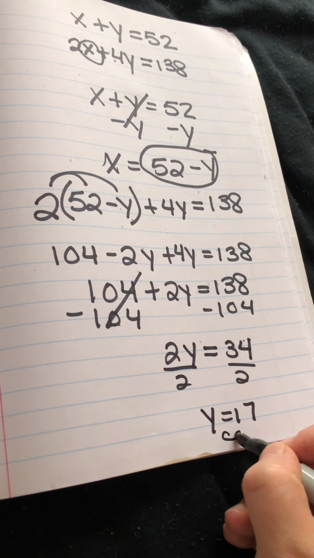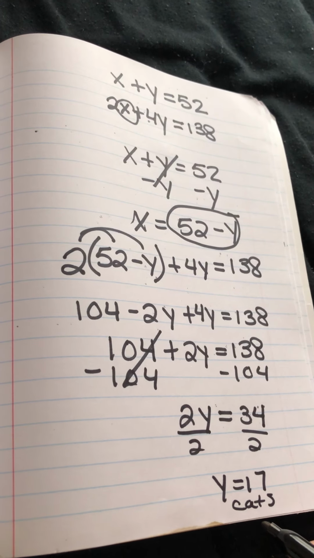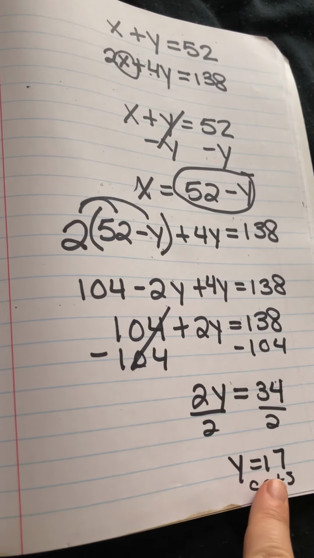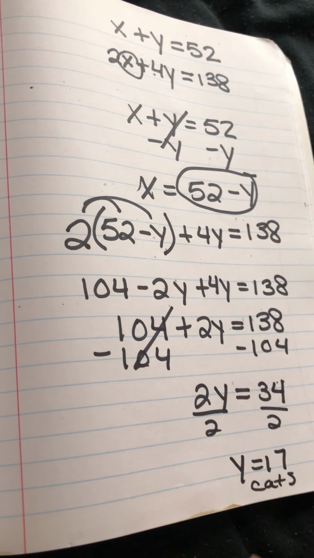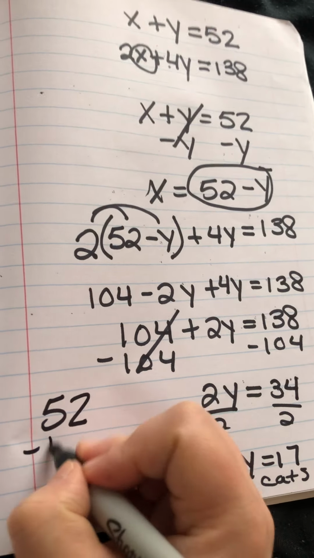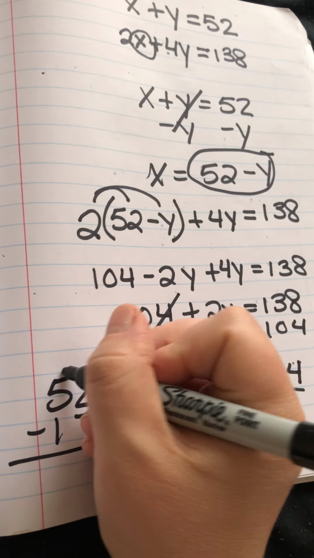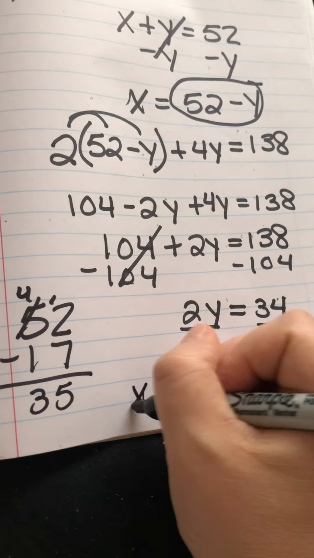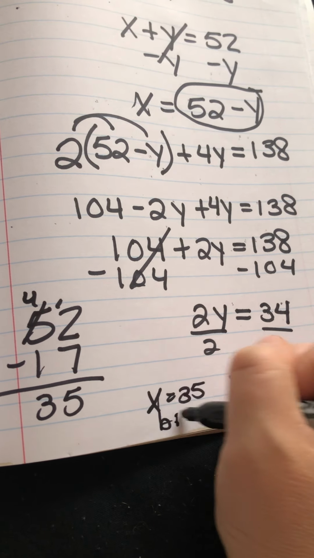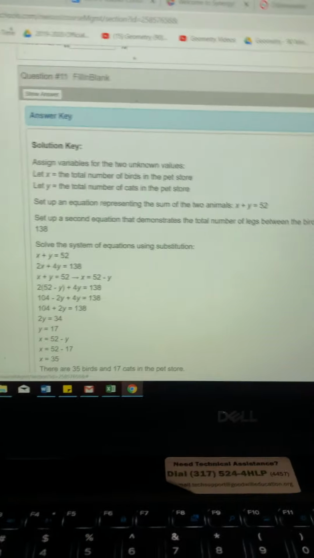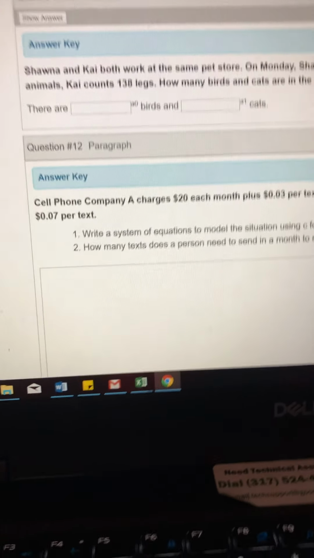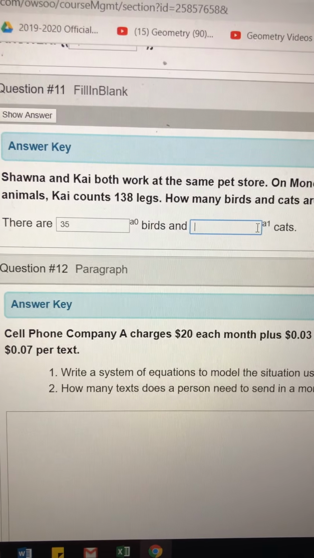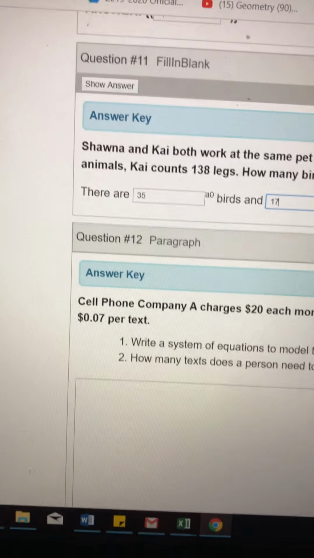So remember, Y is the number of cats, which means I have 17 cats. Now, if I had 52 all together, and 17 of them are cats, we just need to do 52 minus 17 to figure out how many birds, okay? So that means that we're going to have 35 birds. So my X value is 35, and that is the number of birds. So when I go ahead and type my answer in here, you're going to say that there are 35 birds and 17 cats.